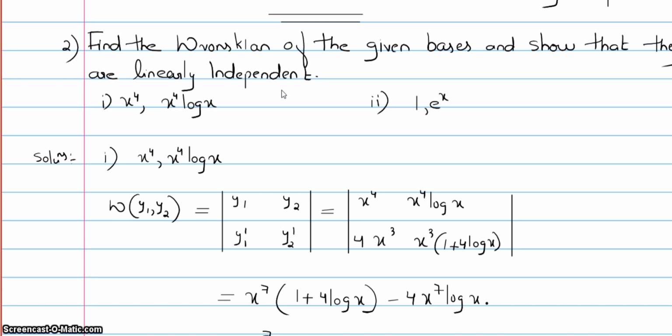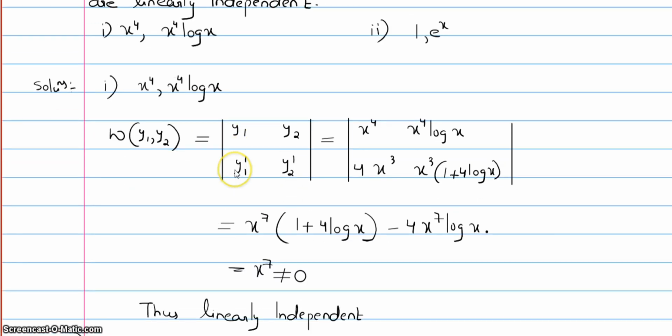The first problem, x raised to 4, x raised to 4 log x. So find the Wronskian value of these two solutions. Using determinant expansion, we could find the solutions. Replace y1 as x raised to 4 and y2 as x raised to 4 log x. Then the next row will be its derivative.